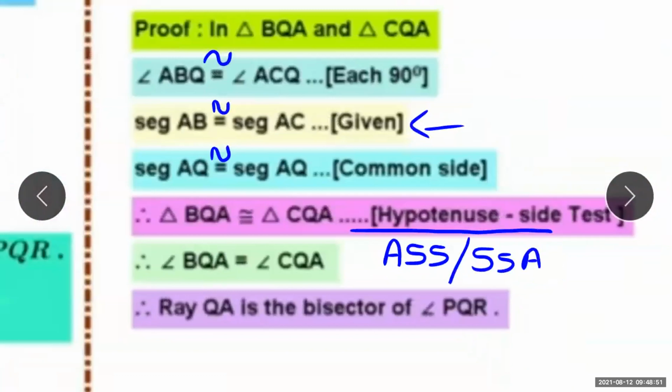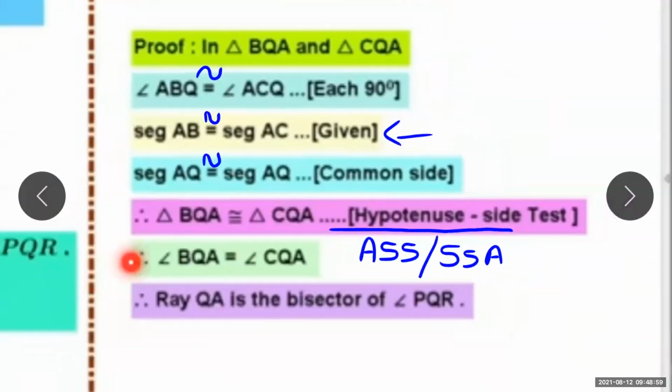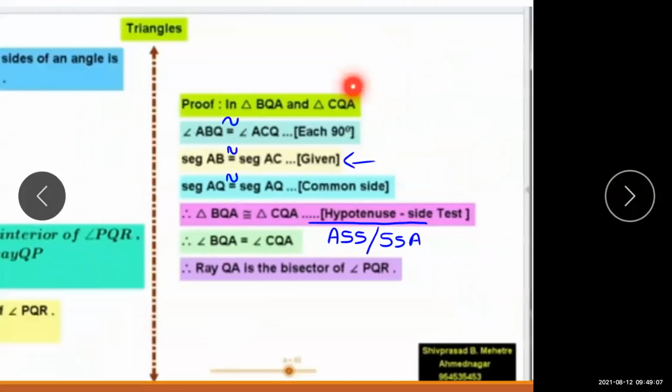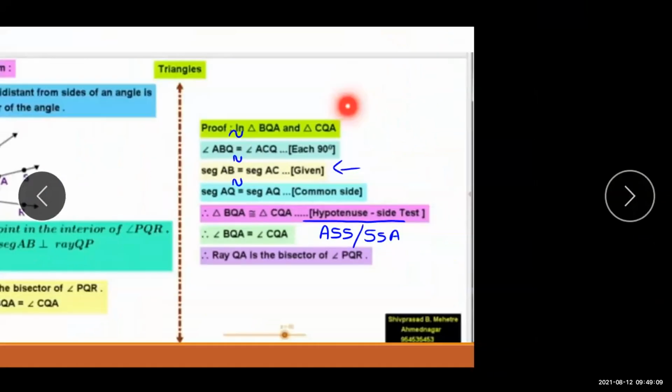Therefore, the corresponding angles will be congruent. And as the angles formed here are congruent, ray QA is the bisector of angle PQR. So this is the theorem, the converse of the angle bisector theorem.